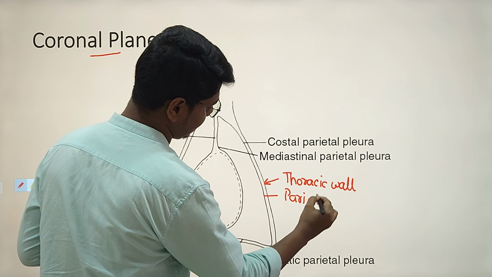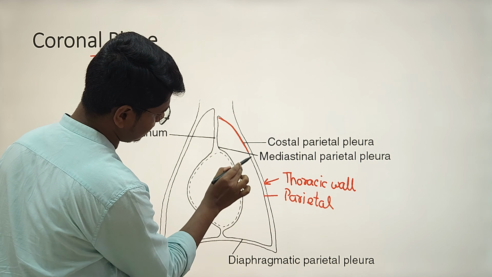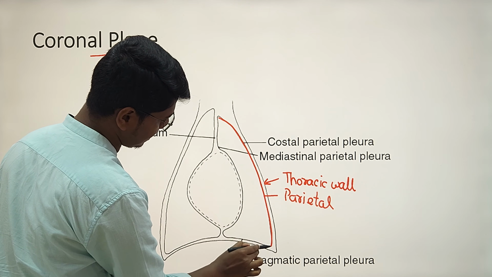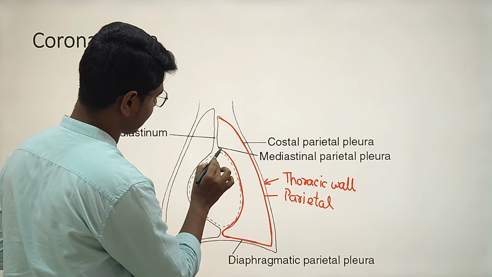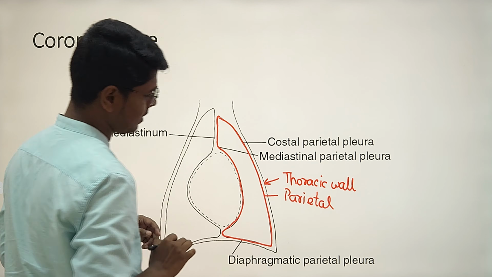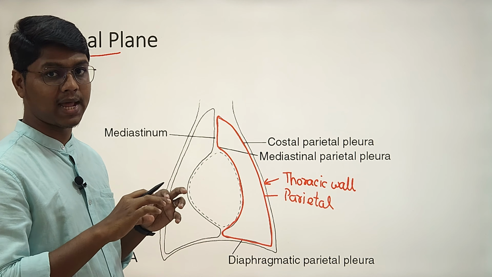The parietal layer is named according to its position. This particular portion is the costal pleura, which attaches to the diaphragm, which is the diaphragmatic pleura. Then this is the mediastinal pleura. Here the lungs have been drawn. The visceral pleura lines the lungs.